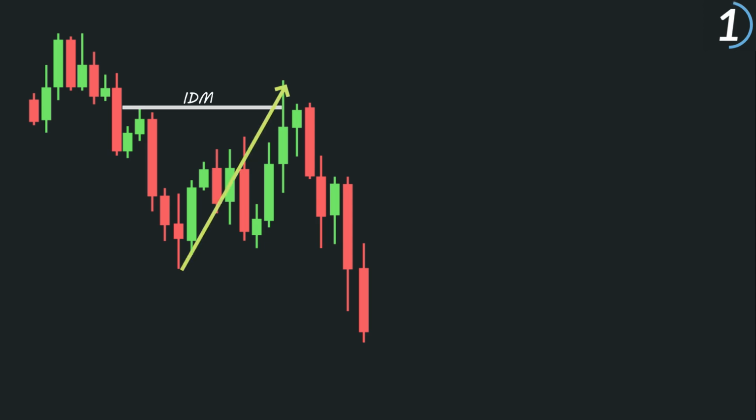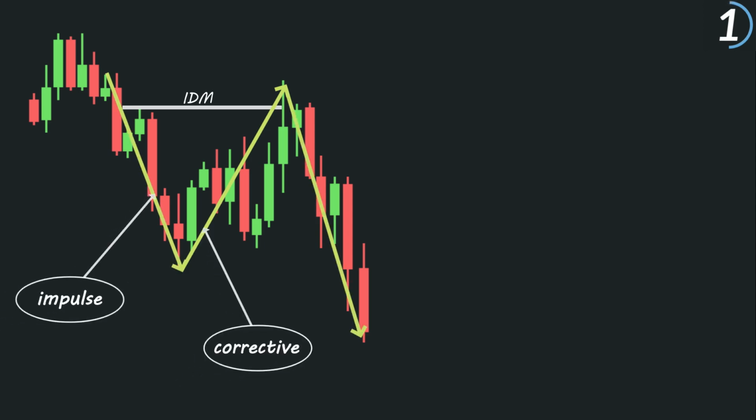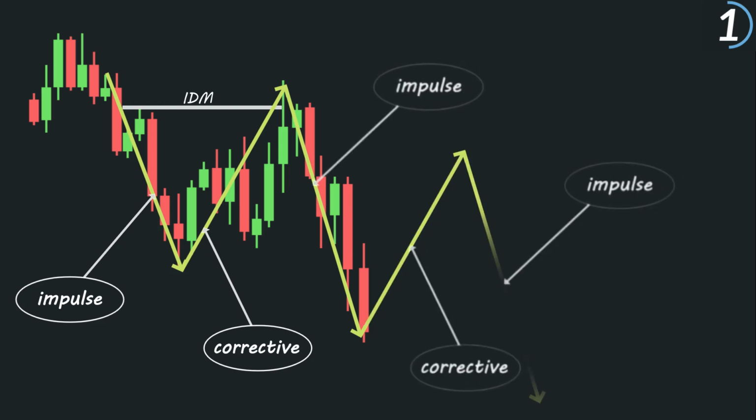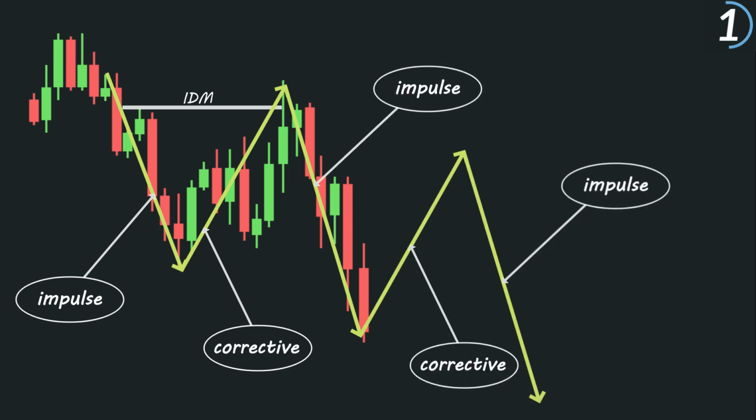The market's price movement structure within a trend consists of impulsive and corrective waves, and this cycle is continuously repeated. Furthermore, the structure itself is composed of smaller movements.